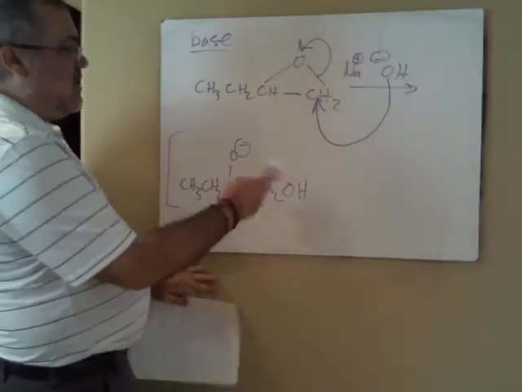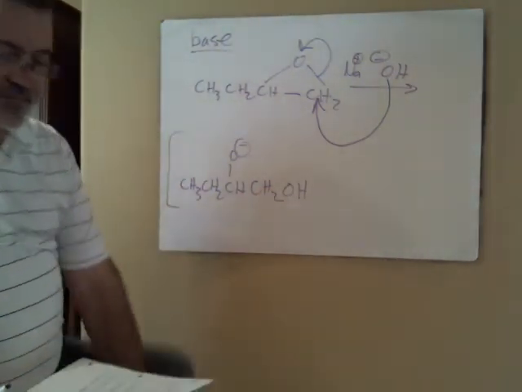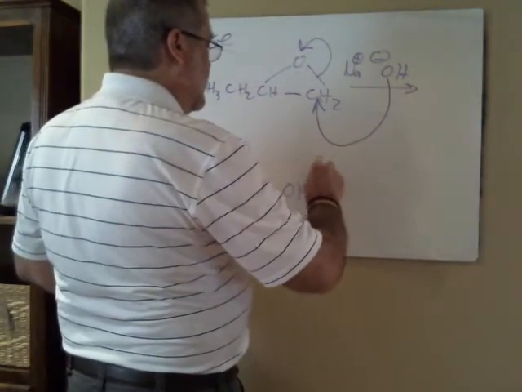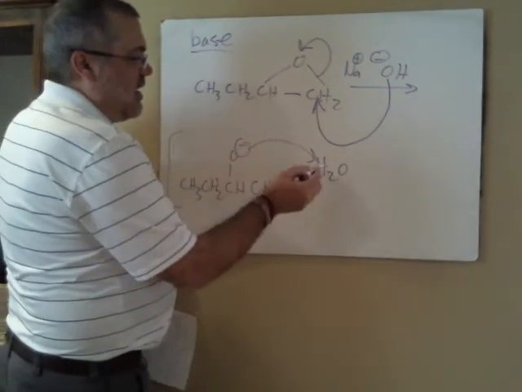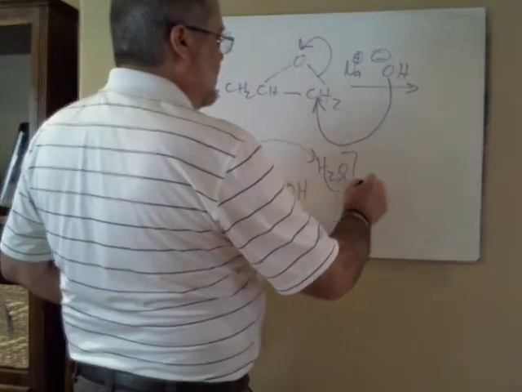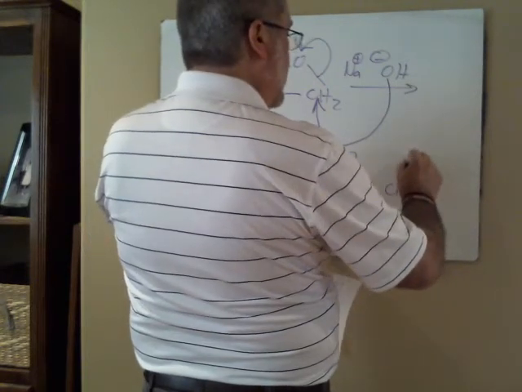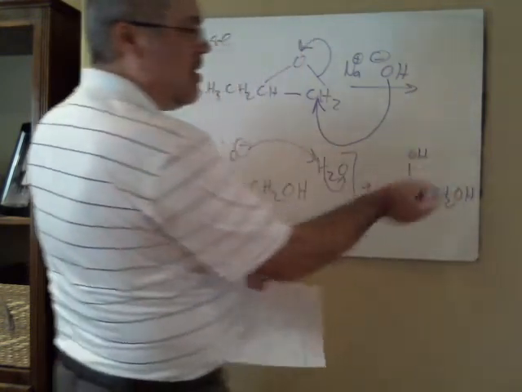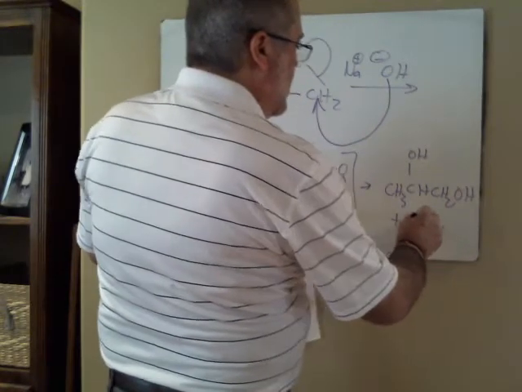Okay, and then what's going to happen? Well, I have water present because this is an aqueous base. So the oxygen is going to take a proton off of water, kick the electrons out to that oxygen, and so the final product, I will have protonated this oxygen, and I form the diol, okay? But I also reform OH minus.